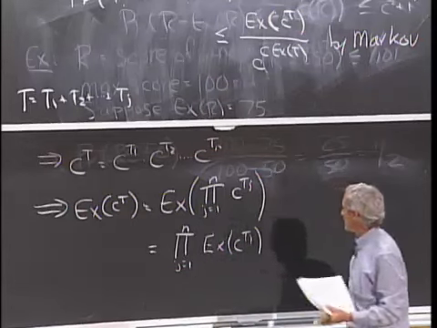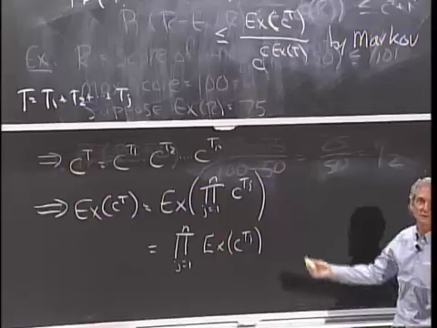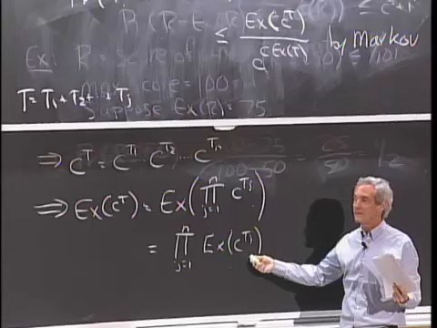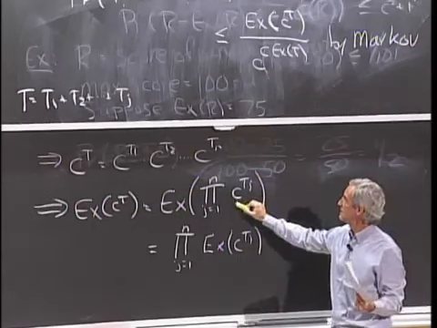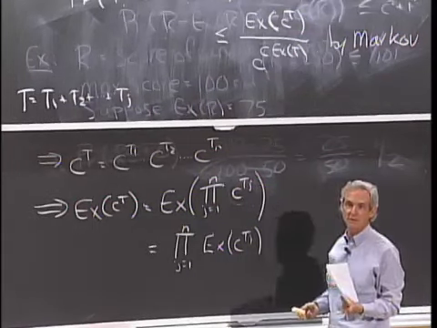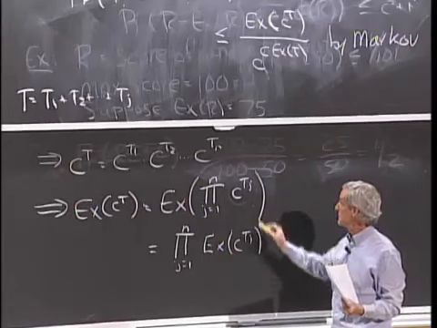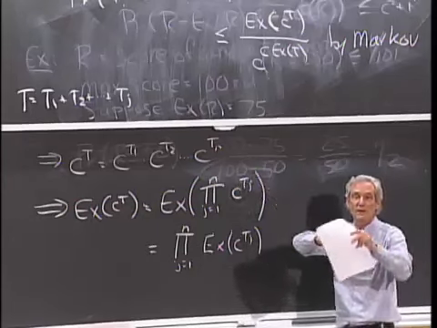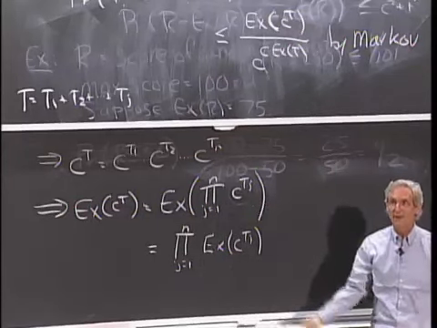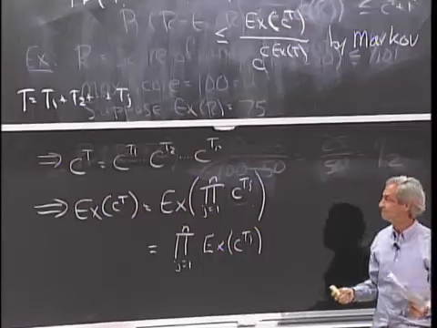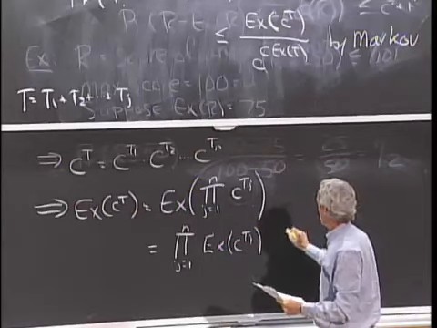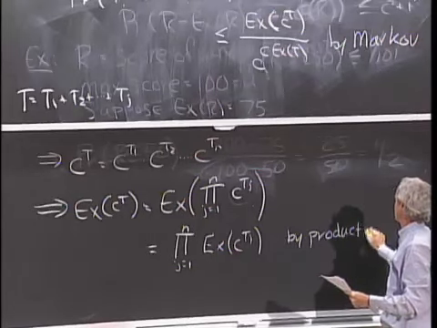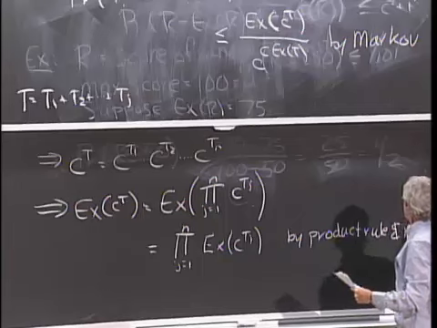Now, why can I use the product rule? What am I assuming to be able to do that? That they're mutually independent, that the c to the tj's are mutually independent of each other. And that follows because the tj's are mutually independent. So if a bunch of random variables are mutually independent, then their exponentiations are mutually independent. All right, so this is by the product rule for expectation and mutual independence.